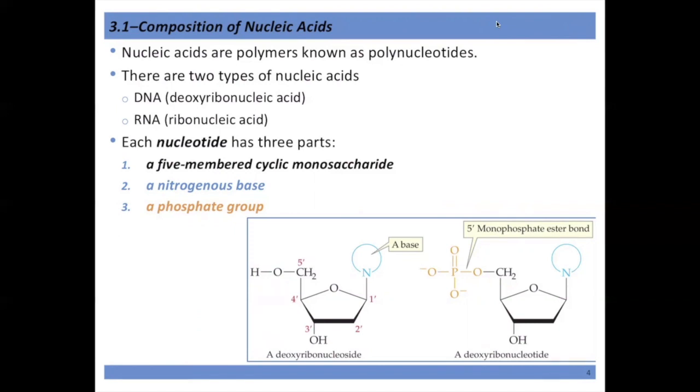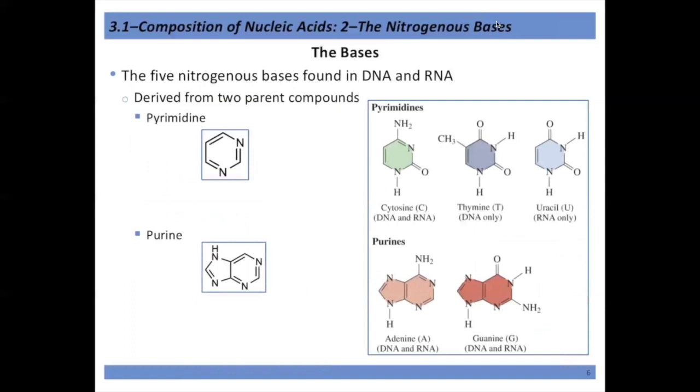And each of these nucleotides actually has three parts. It's got a sugar, a five-membered cyclic monosaccharide. That is where the ribo in the name comes from. There is a nitrogenous base, meaning a heterocyclic base that contains nitrogen, and a phosphate group. So we're going to talk about each of those parts.